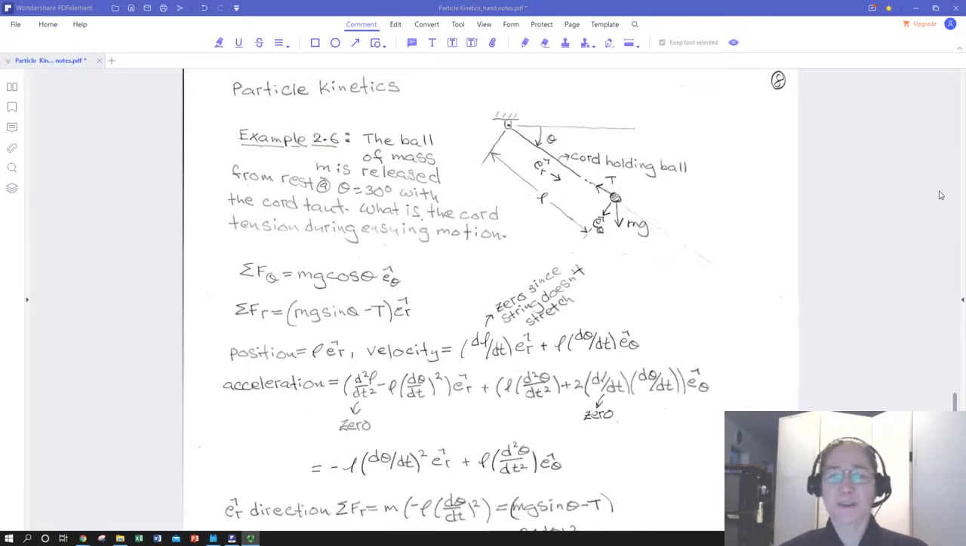Welcome, dynamics students. This lecture includes a couple of examples of particle kinetics using curvilinear coordinate systems. So we're going to use a polar coordinate system, or basically cylindrical with z equals constant. And then we will use a normal tangent and show that it's effectively equivalent to polar for a constant radius.